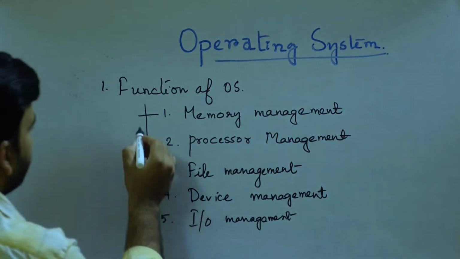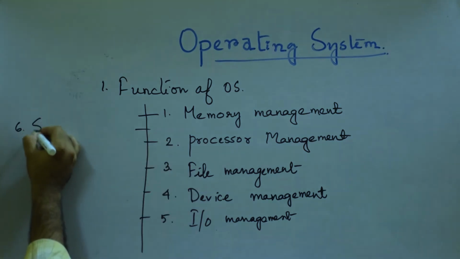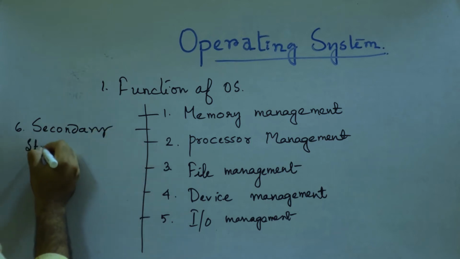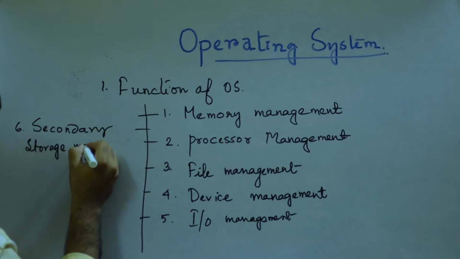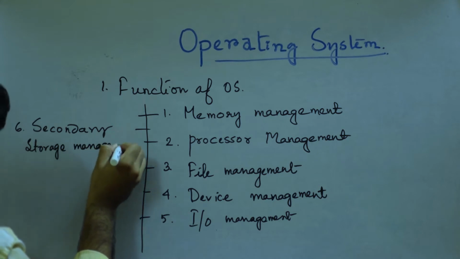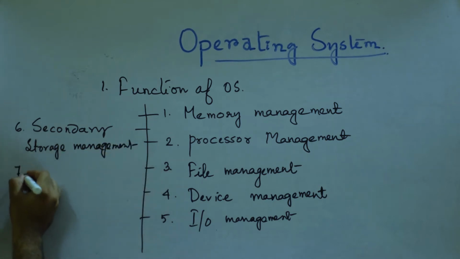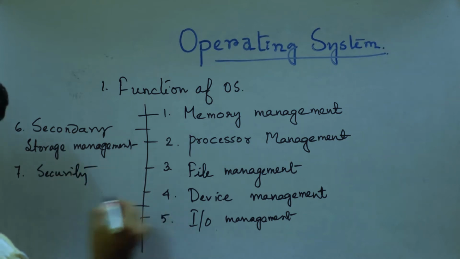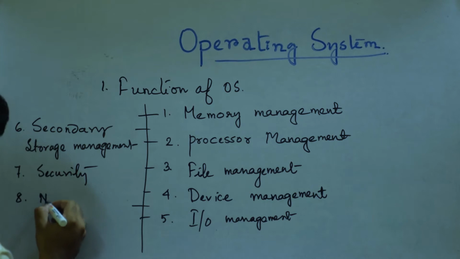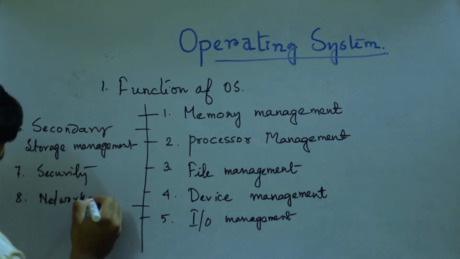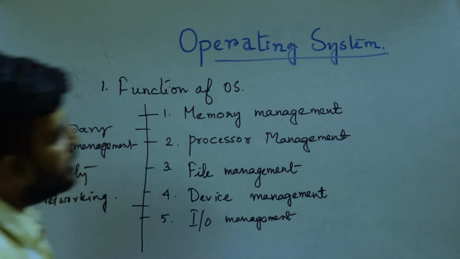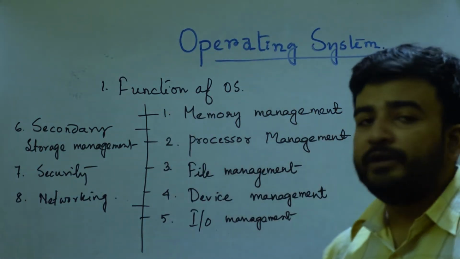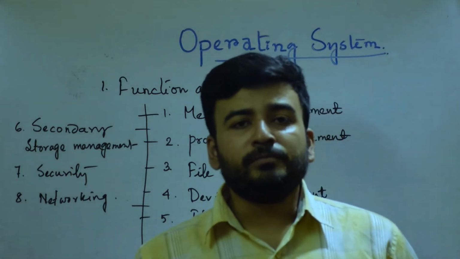Number six, secondary storage management. And number seven, security. Number eight, networking. So these are the 8 points of the functions of an operating system. So you need to remember these points.